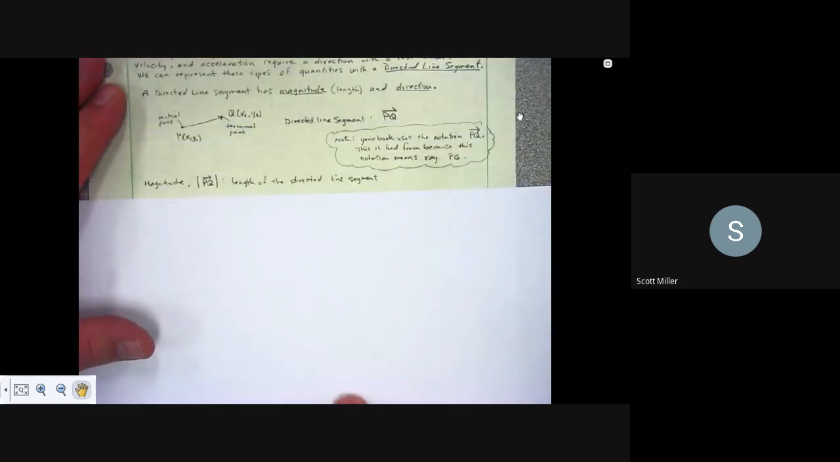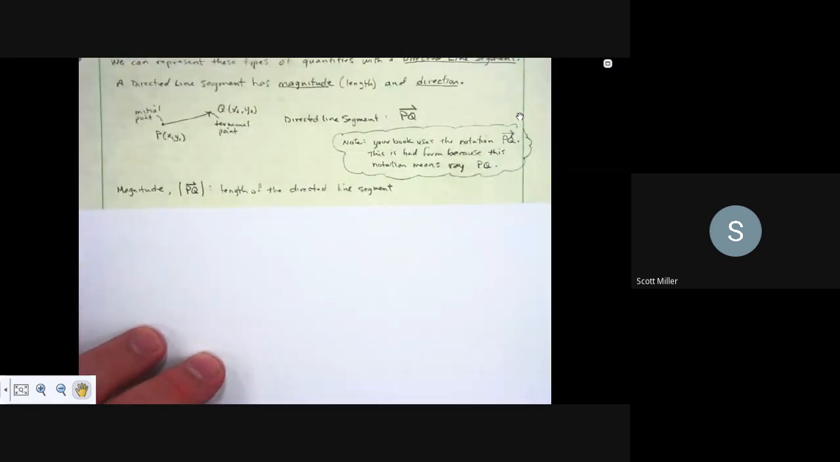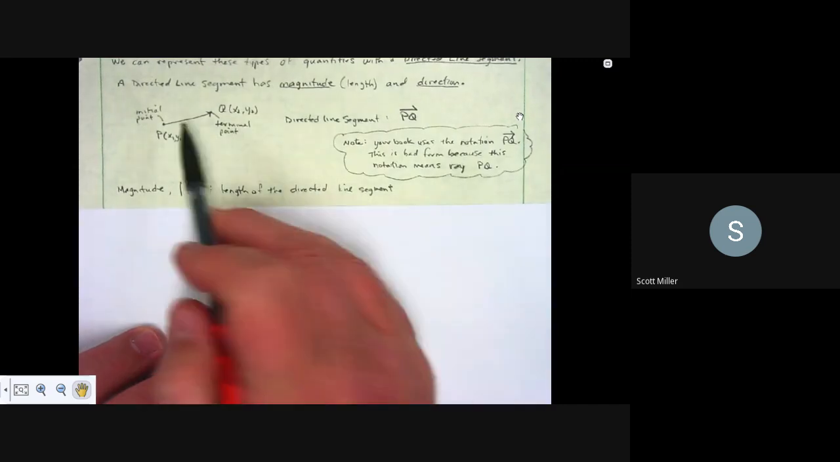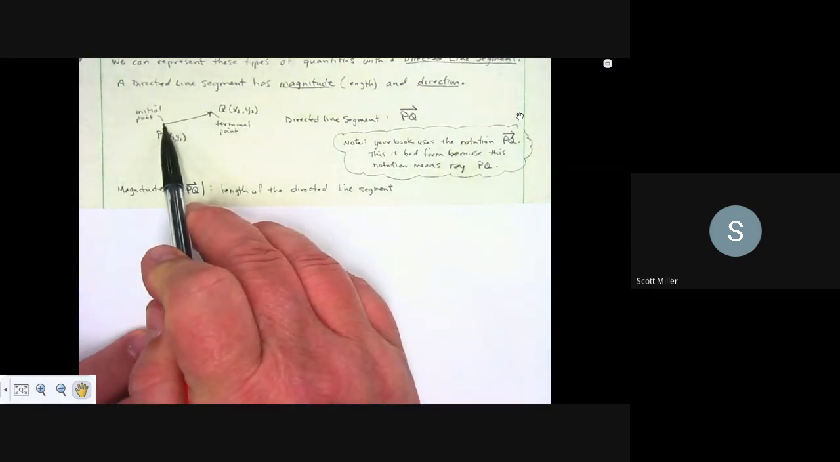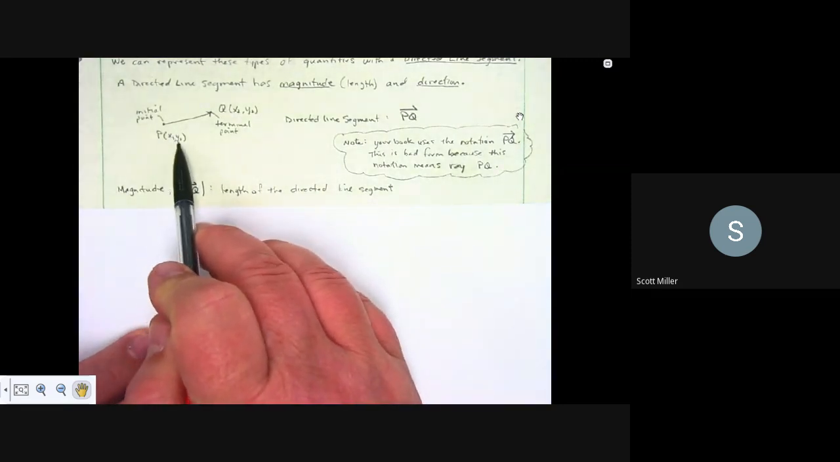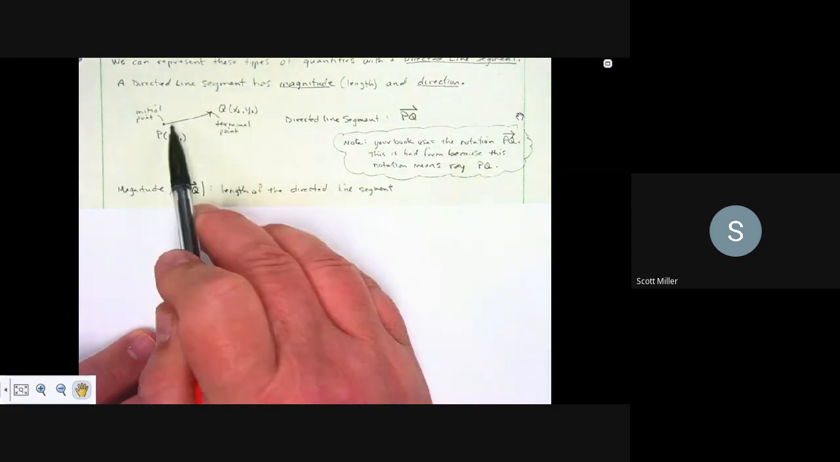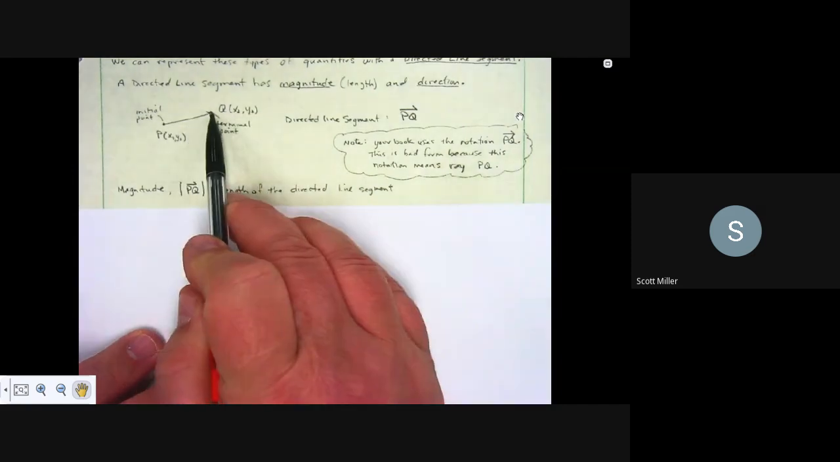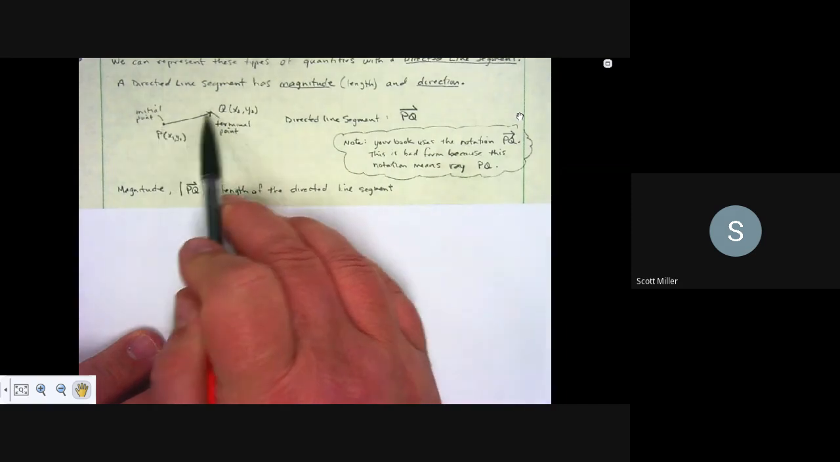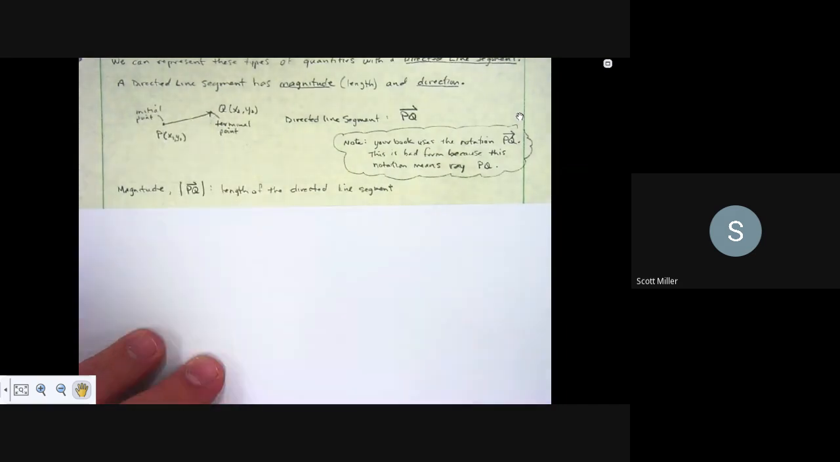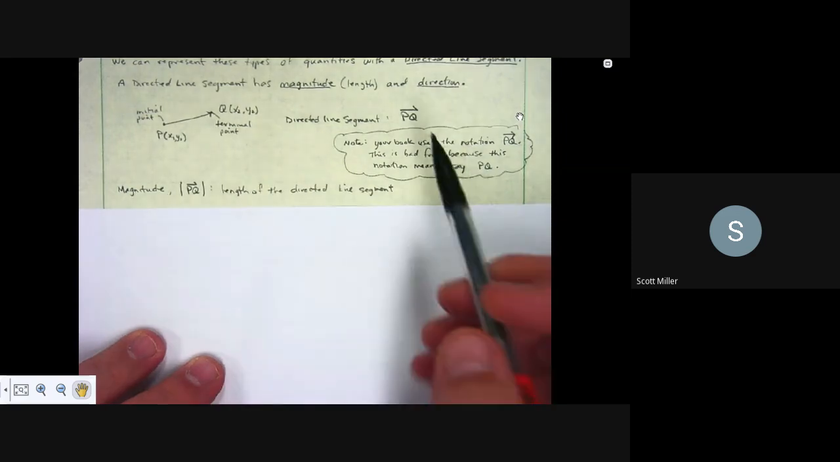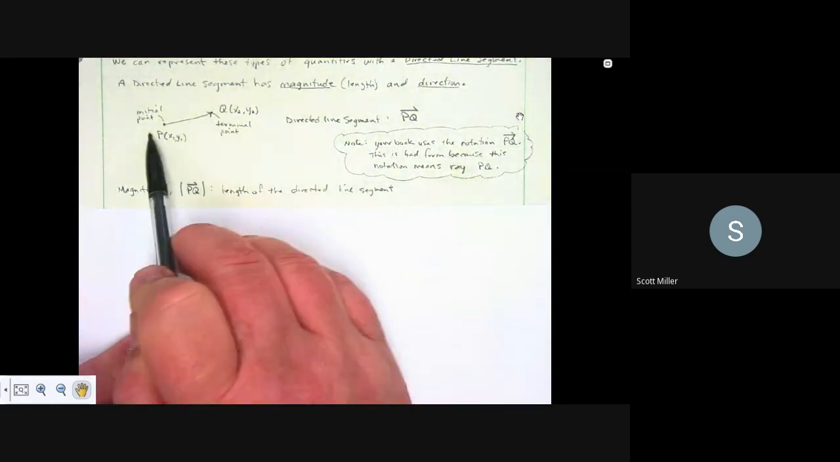So here's kind of how it looks. Here's the initial point, P. It has XY coordinates. Here's the terminal point, Q, XY coordinates. And we are going from P and ending at Q in that line of direction, as the arrow indicates. This is a directed line segment. It has a length and it has a direction.